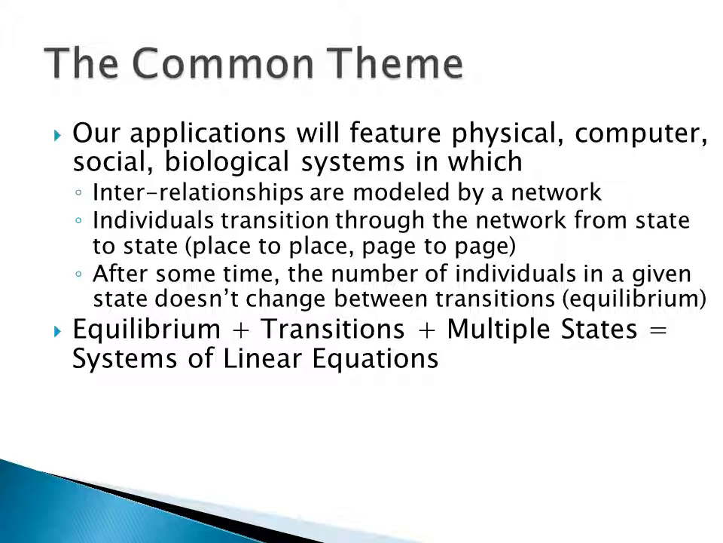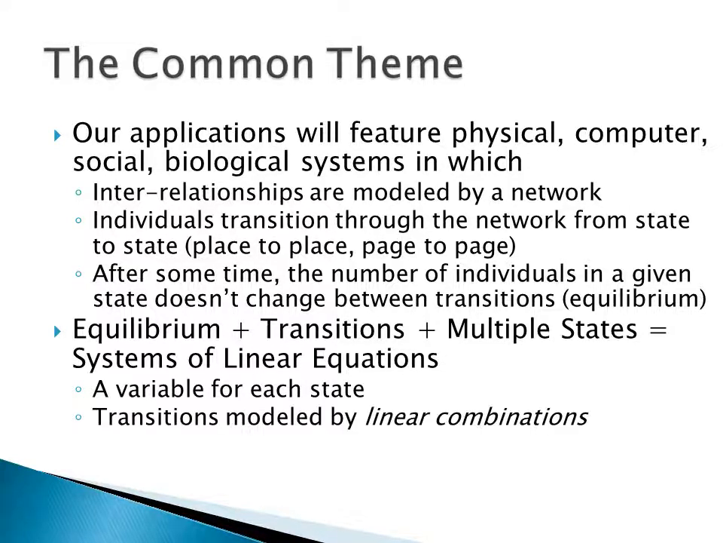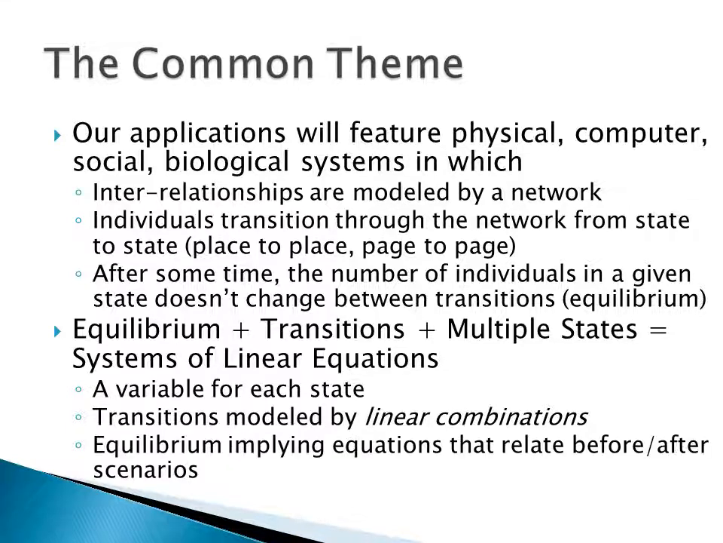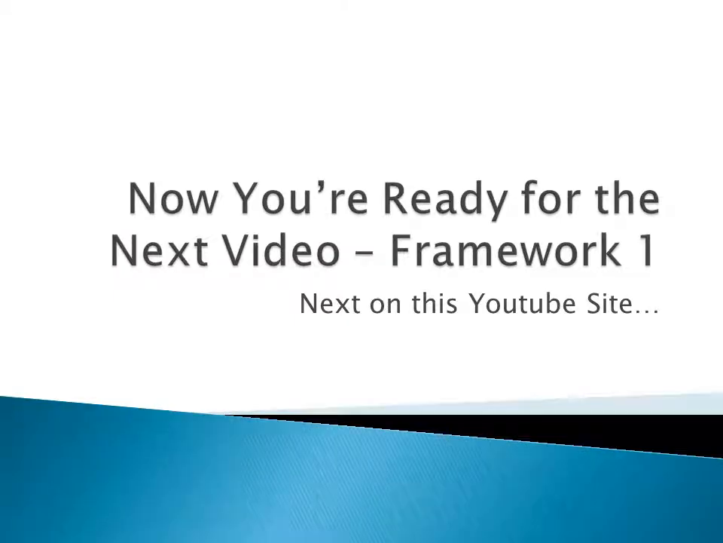So we'll see that if you take equilibrium plus transition plus multiple states, you get systems of linear equations. A variable for each state, transitions modeled by linear combinations, and equilibrium, which implies equations. Now you're ready to go on to the next video. So that's the next one on this YouTube site, and it's about framework number 1.